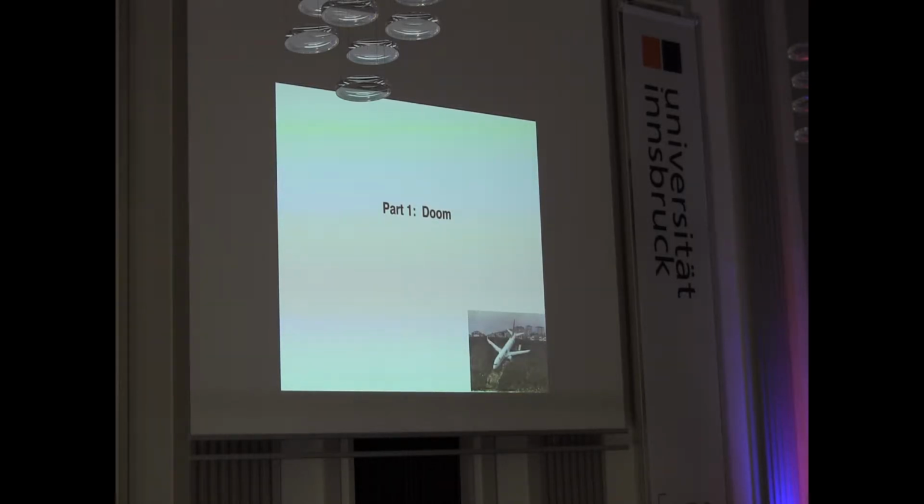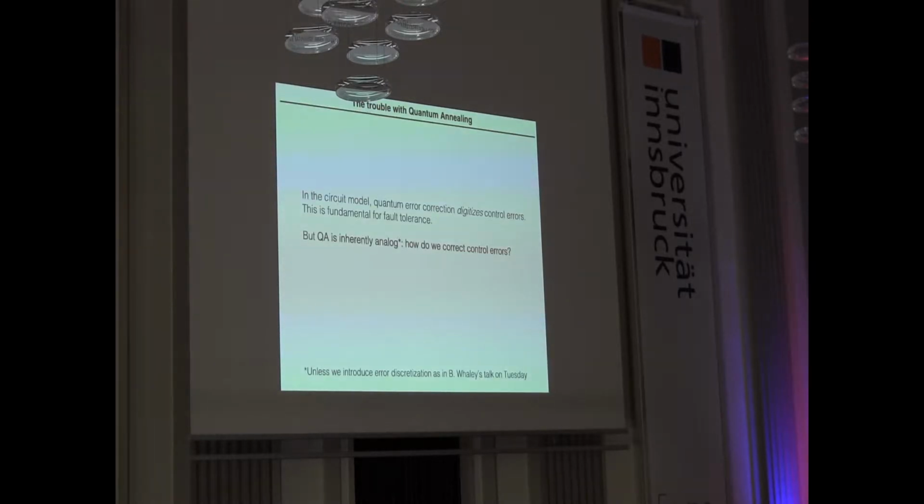This is my favorite picture of a control error. That's what happens when you have analog controls and they malfunction. So what is the problem with quantum annealing? What is one of the problems, or perhaps the main problem for practical implementation? It has to do with the analog nature of control errors.